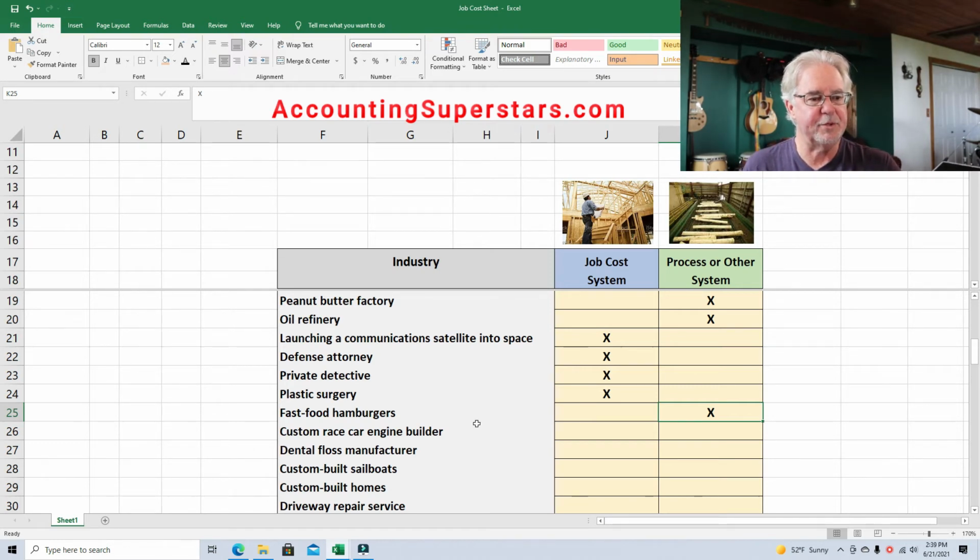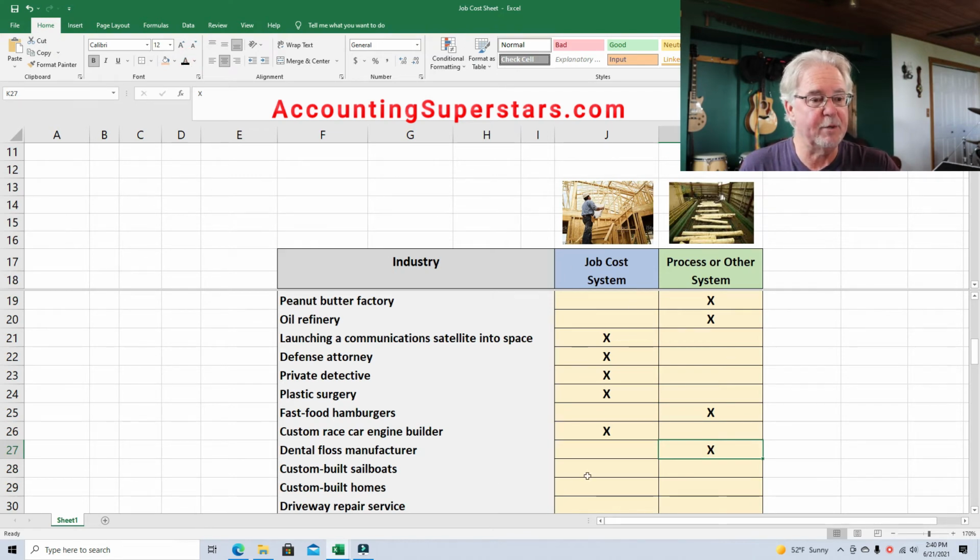Custom race car engine builder. Maybe they build engines for special races or special vehicles or different size engines, maybe giant race car engines for one application. But since it's a custom race car engine builder, this would be a job cost system. Now, if they made this exact same engines day in and day out, then it would be a process accounting system. Dental floss manufacturer. Definitely a process system.